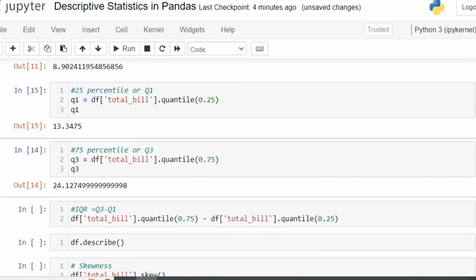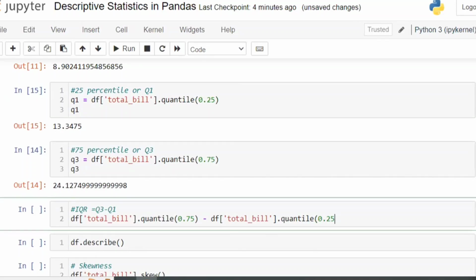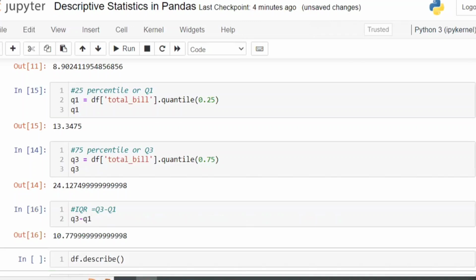So now you have Q1 and Q3. IQR is nothing but Q3 minus Q1. Directly I am writing IQR is equal to Q3 minus Q1. Directly I will write like this. Now this is the IQR value. This minus this one. Right?